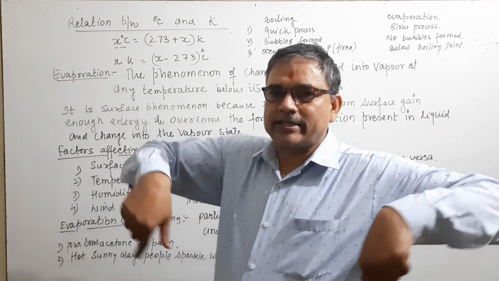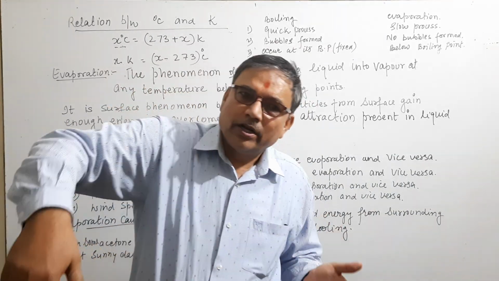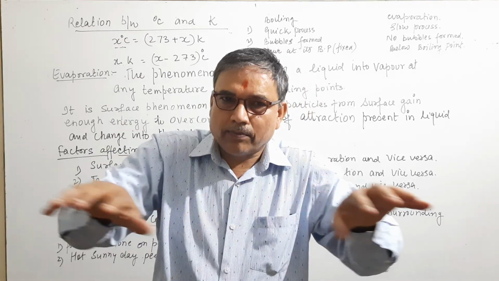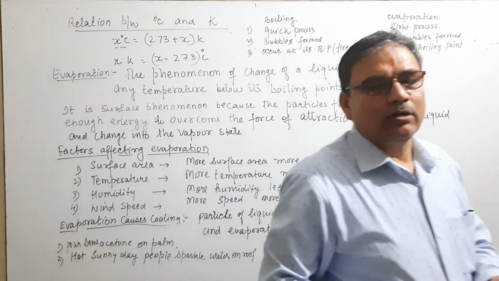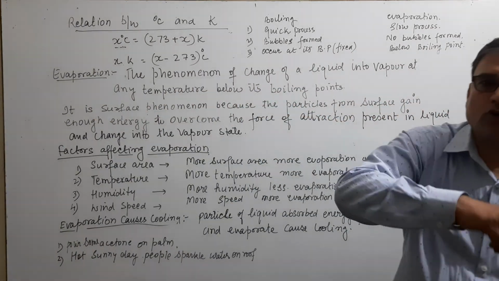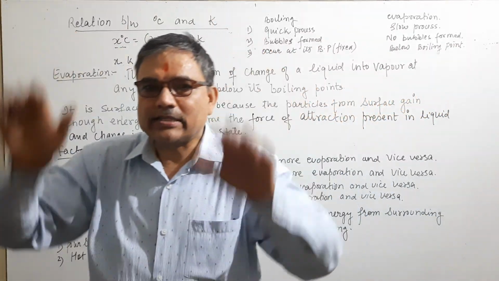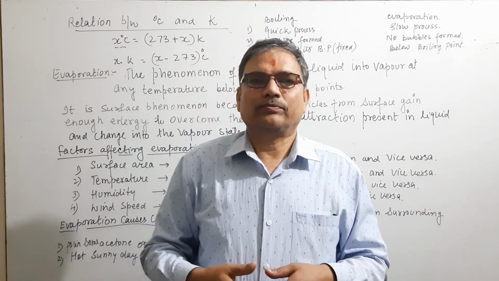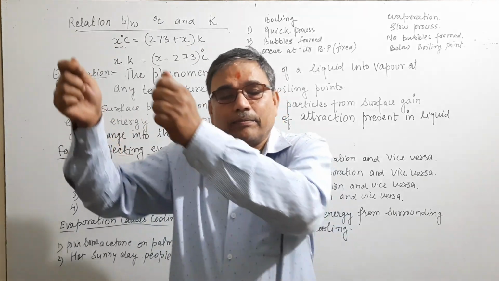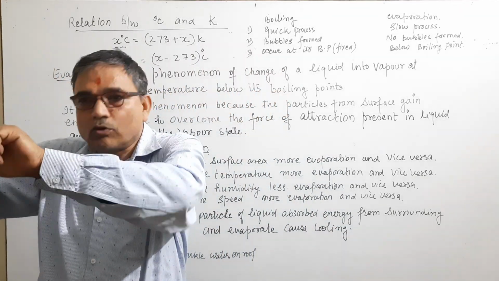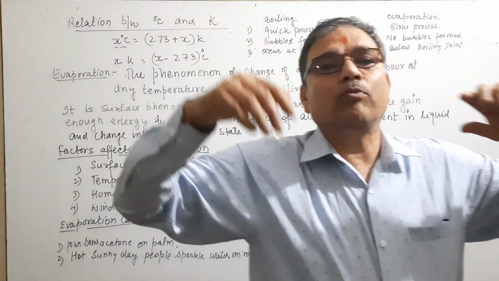If you increase the surface area, the evaporation will be more because it is a surface phenomenon. More particles of the substance will evaporate. If we have more surface area, then the evaporation will be more. If less surface area, the evaporation will be less. Therefore, when your mother goes to dry clothes, what does she do? She increases the surface area of the clothes, because evaporation will be more and more.